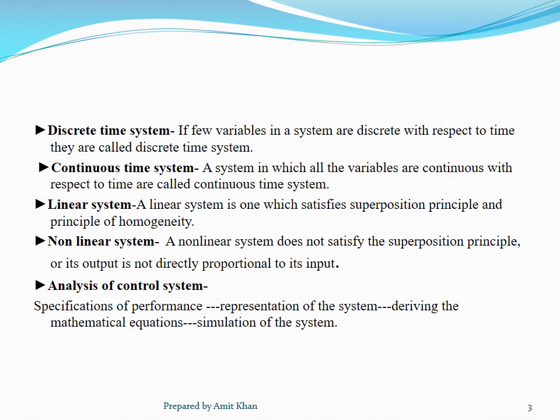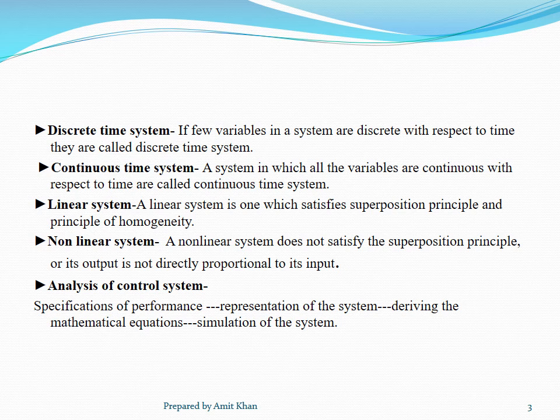The next one is discrete time system. When in a system a few variables are discrete with respect to time, it is called a discrete time system. The next one is continuous time system. A continuous time system is a system in which all the variables are continuous with respect to time.